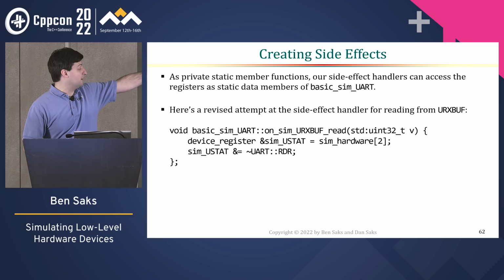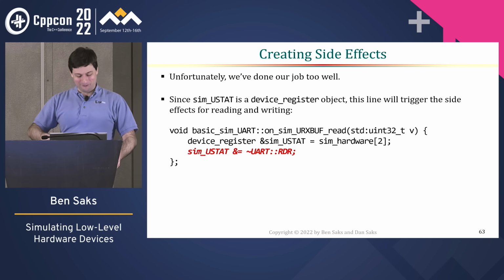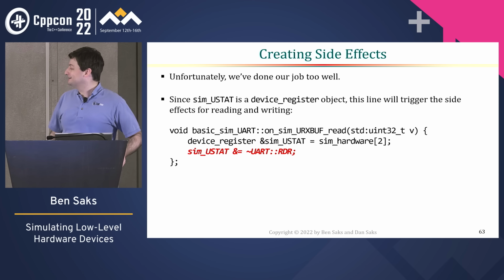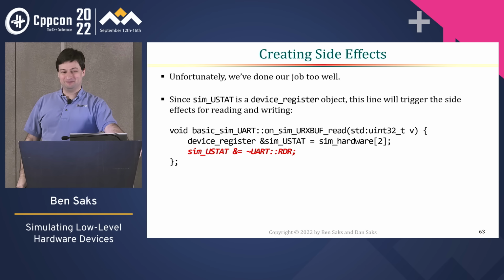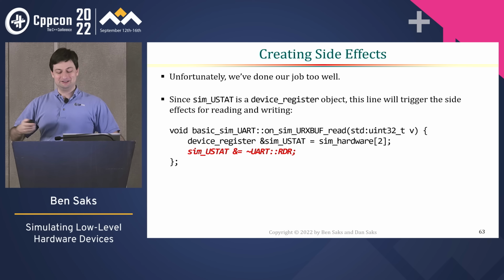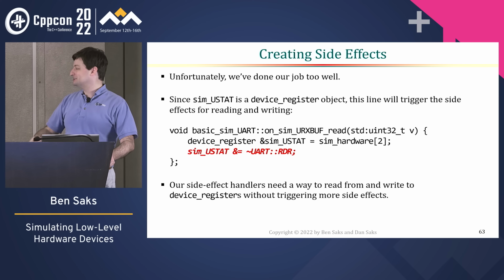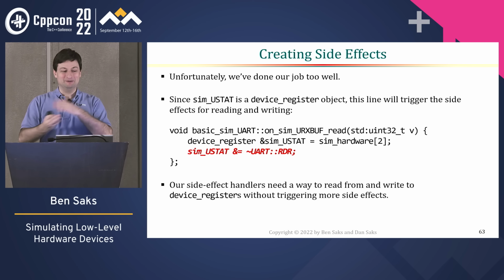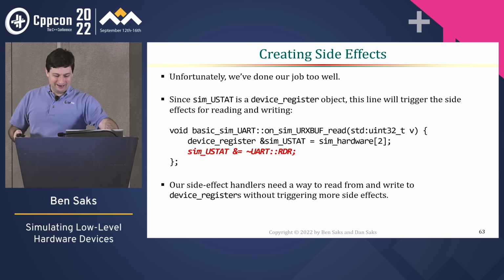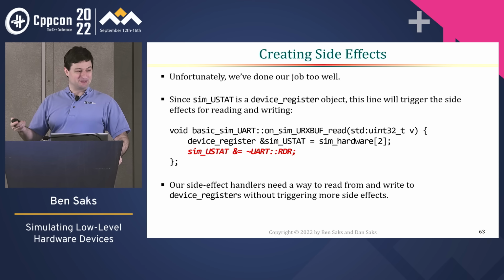ustat is a device register object in our simulator. We're now applying the and equals binary operation to that register, which will trigger the read and write side effects. So we need some way for our side effect handlers to be able to modify the values in our device registers without triggering additional side effects. So how can we go about doing that?